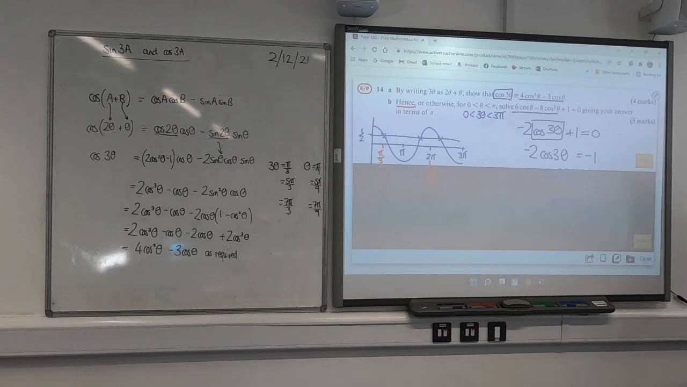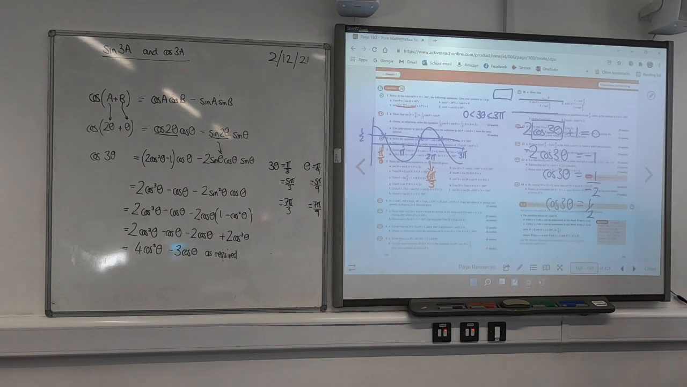Now, of course, as is so often the case, we have the evil stepsister of cos 3a to deal with. That's sine 3a. So let's have a little look at that one.